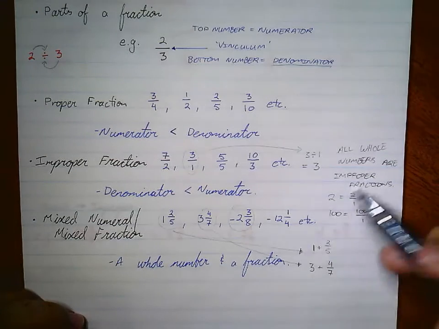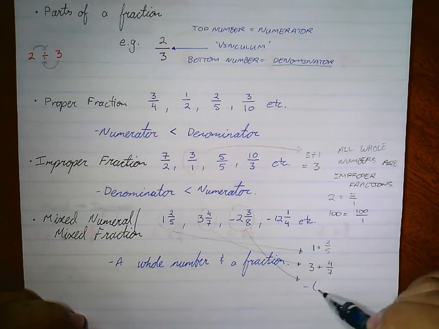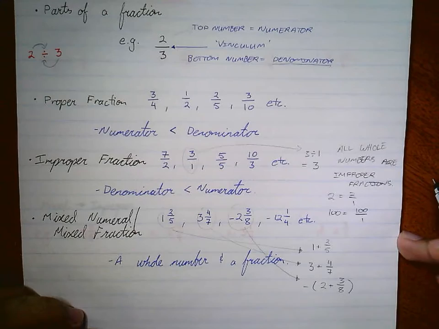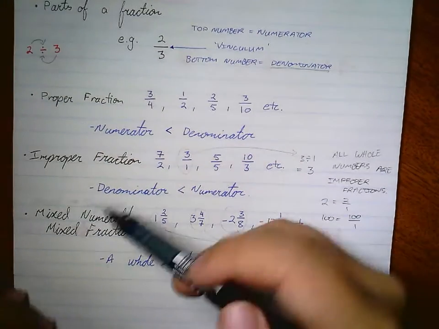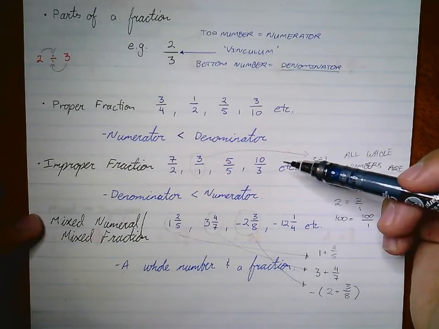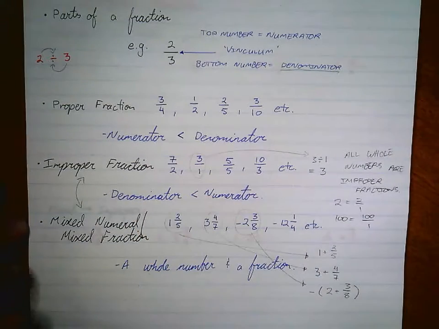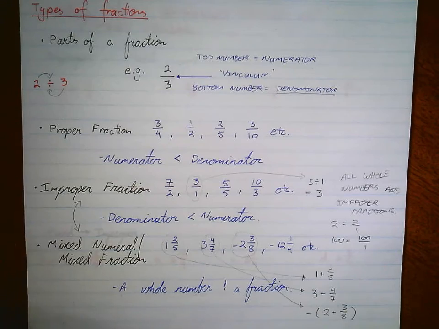However, this one is a little trickier. This one is -2 3/8. Okay, so you'll see later on that we can interchange between improper and mixed numerals. So in the next video, you're going to see how to convert between the two. Okay, so that concludes this video, and best of luck.